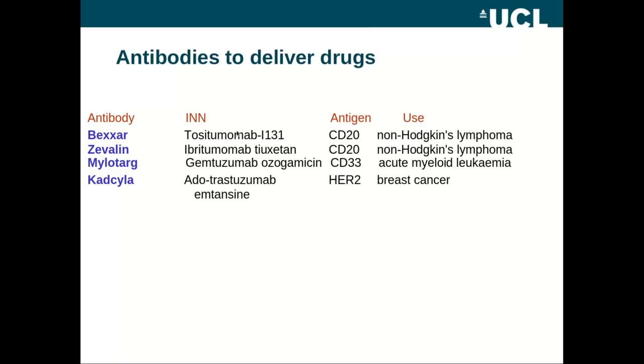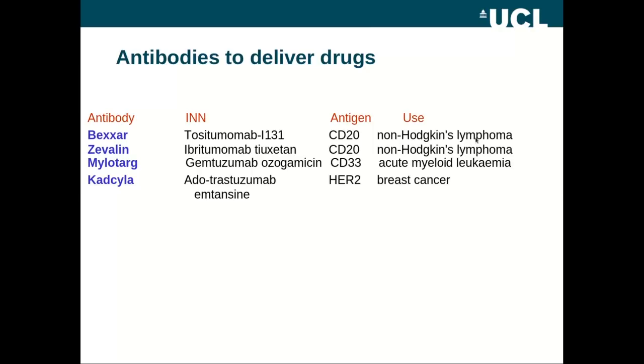Here are a few examples of antibodies that have been used for delivering drugs. So Bexxar or tositumomab I-131, this is an example of an antibody with a radioactive label, radioactive iodine in this case, targeting CD20 in order to kill B cells in patients with non-Hodgkin's lymphoma.